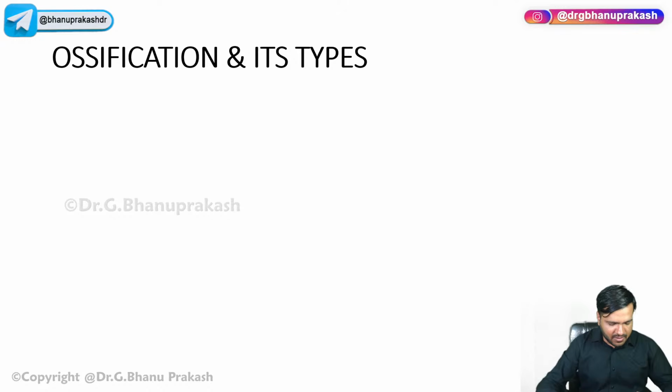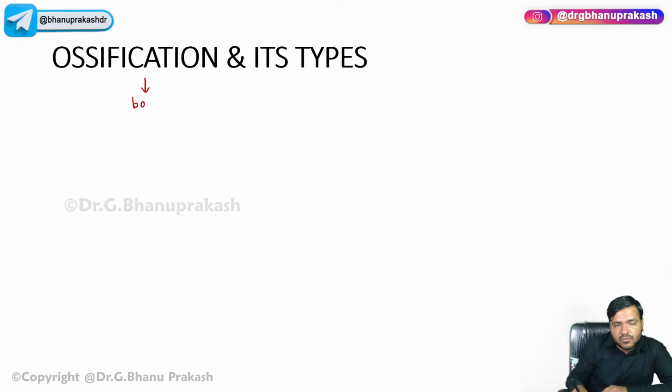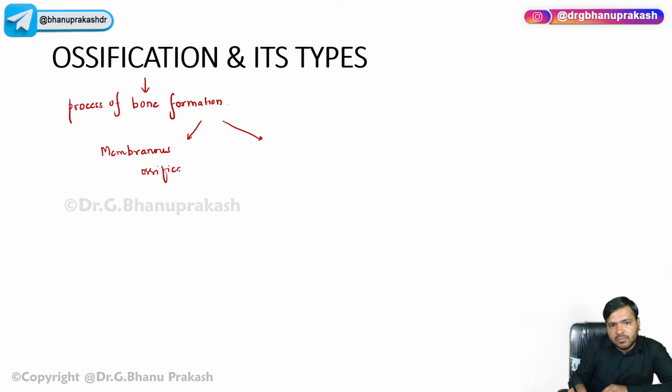Now coming on to the next part, guys. That is the ossification. Ossification basically means the bone formation. I will be discussing it very shortly. Ossification is nothing but the process of bone formation, and it is of two types: the membranous ossification and the cartilaginous ossification.